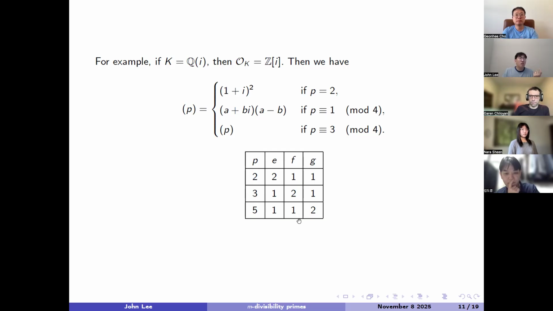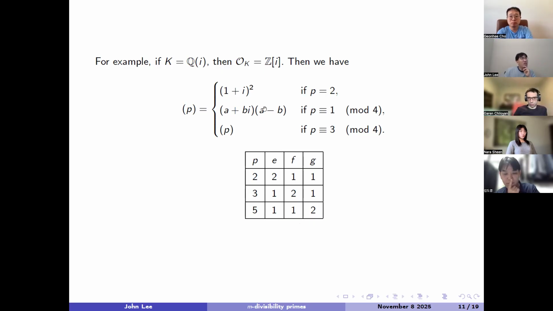So G should be 2, F should be 1. In particular, if K is a finite Galois extension of prime degree, we only have 3 possibilities. E is that prime, F and G are 1. F is that prime, E and G are 1. G is that prime, E and F are 1. And there are very few possibilities.